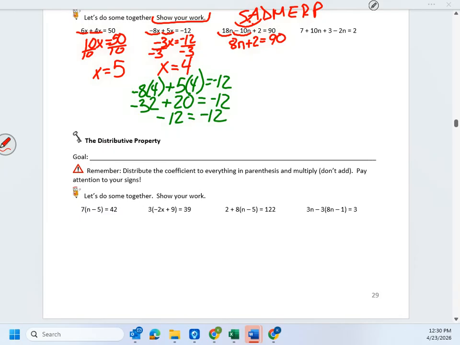So 8n plus 2 equals 90. If I need to do opposite operation, subtract. What am I going to subtract? 8, or no, 2. The 2! I need to do that. This has multiplying with it, so that's my second step. Here it's plus 2. I need to do my opposite operation of subtracting 2. 2 minus 2 is 0. So I'm left with 8n equals 90 minus 2 is 88.